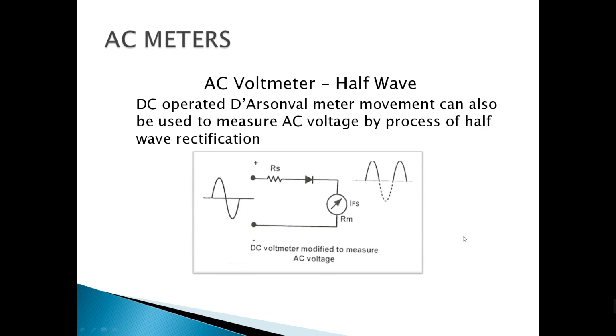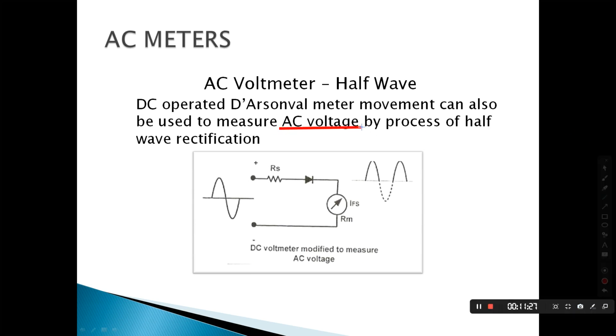Okay, so we're done with the DC meters, or the meters that are used to measure direct current variables. We're going to the next part, which is the AC meters. First we have the AC voltmeter, half wave. It is a DC operated D'Arsonval voltmeter movement which is used to measure AC voltage. How did it happen that it can measure AC voltage? By the process of half wave rectification.